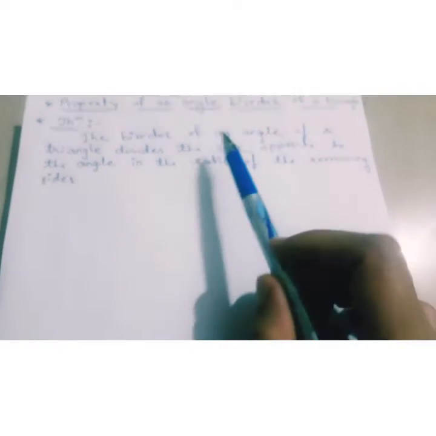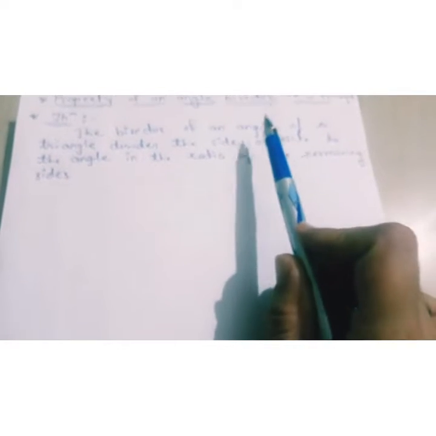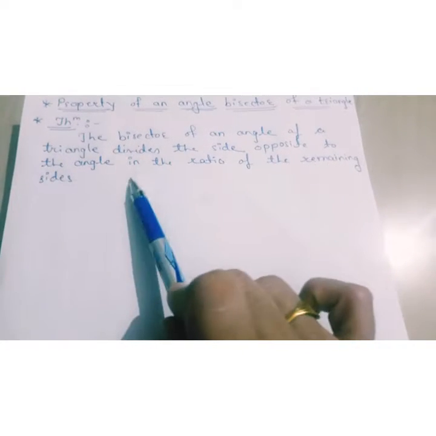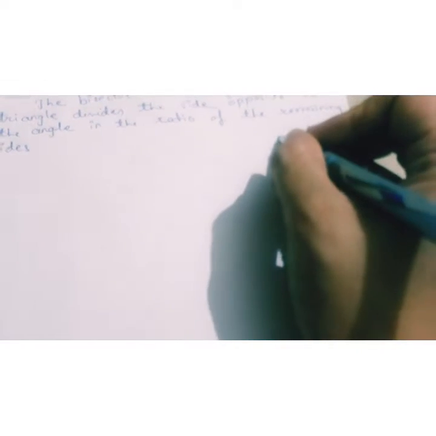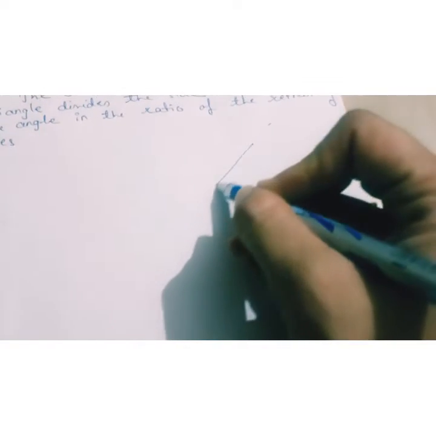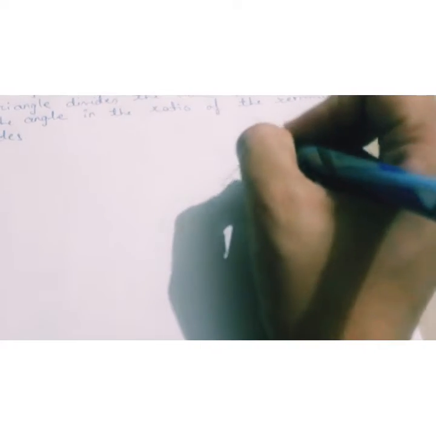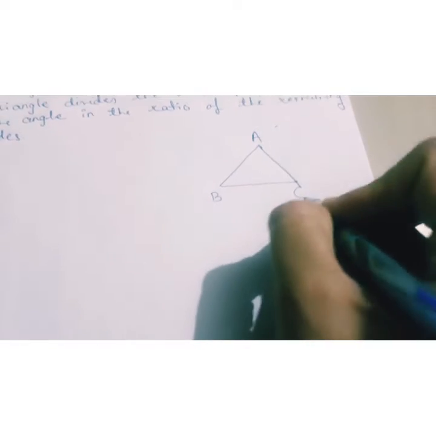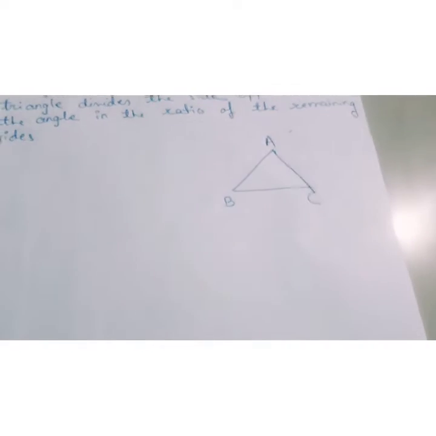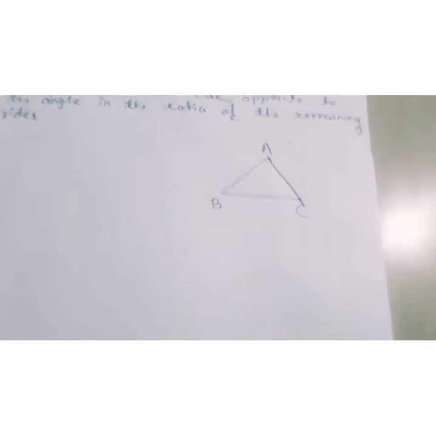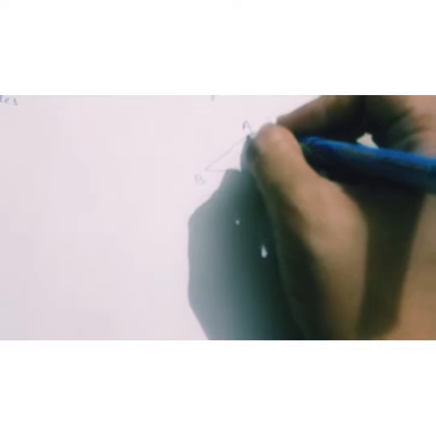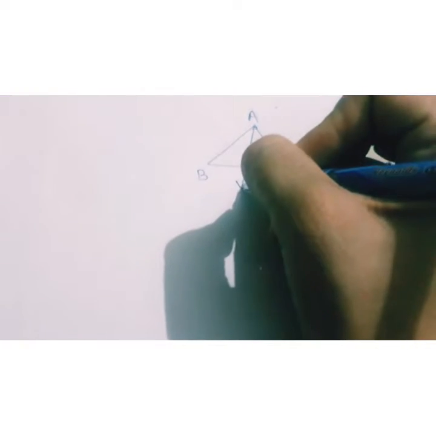What is said? Whatever the bisector of an angle, it divides the opposite side in the ratio of the remaining sides of a triangle. So let's understand this with the help of a diagram. Let's draw a triangle here. Suppose this is our triangle ABC, and let's consider angle A and the bisector of angle A.